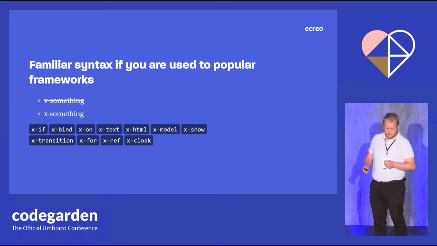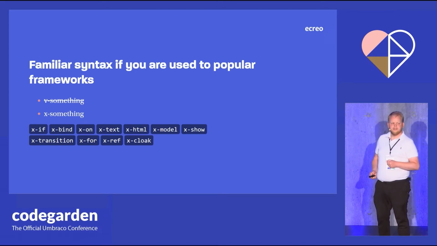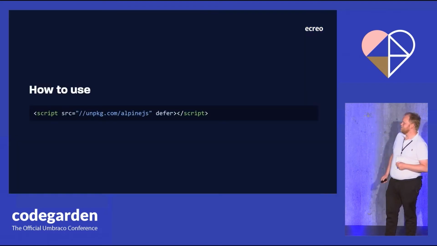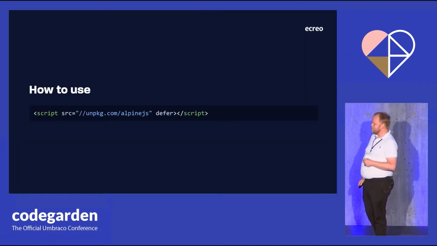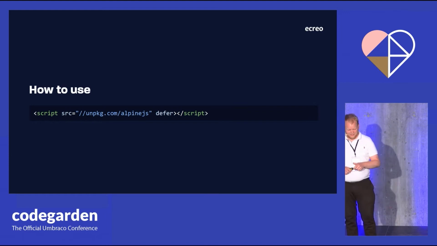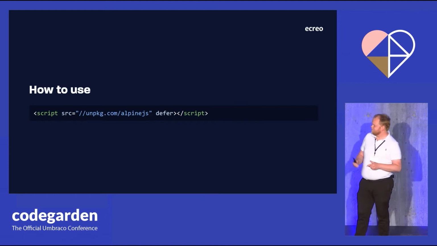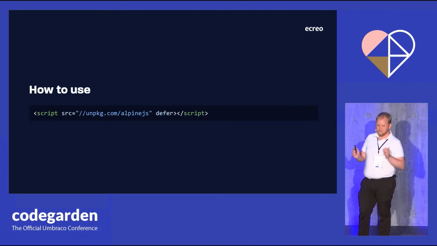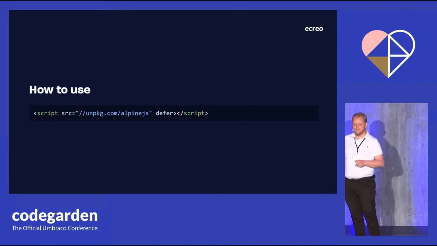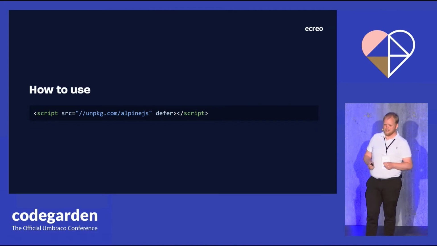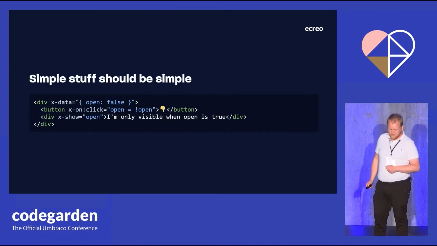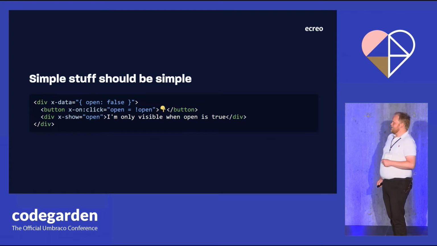And I think there's actually a config, so you can have it as a v if you're really tied to that one. So this is how you install it. Simply add the script tag to your HTML file. And this is probably not the best idea because you should self-host this and know what version it is. But you can do it like this if you just need something quick. So as I said, simple stuff should be simple.